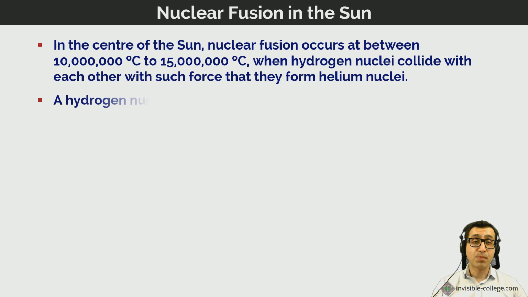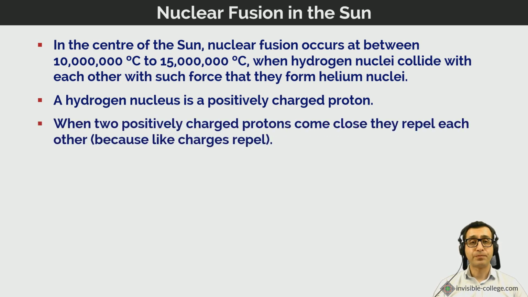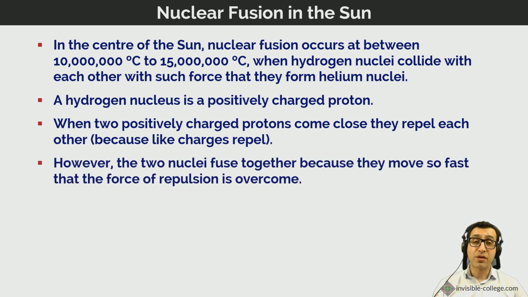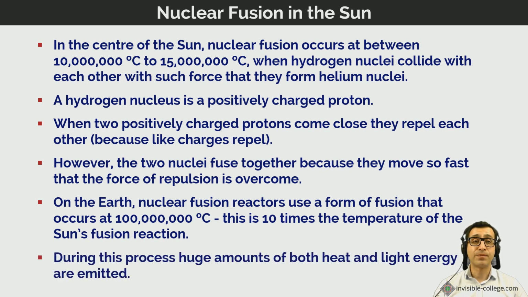So a hydrogen nucleus is positively charged, it's simply a single proton. When two positively charged protons come close to each other, they will repel each other with an electrostatic force because the two like charges, the two positive charges, will repel each other. But the two nuclei fuse together under these conditions because they're moving so fast that this electrostatic repulsive force is overcome. Now on Earth, nuclear fusion reactors use a form of fusion that occurs at 100 million degrees centigrade. This is 10 times the temperature of the Sun's fusion reaction. During this process, huge amounts of heat and light energy can be emitted.